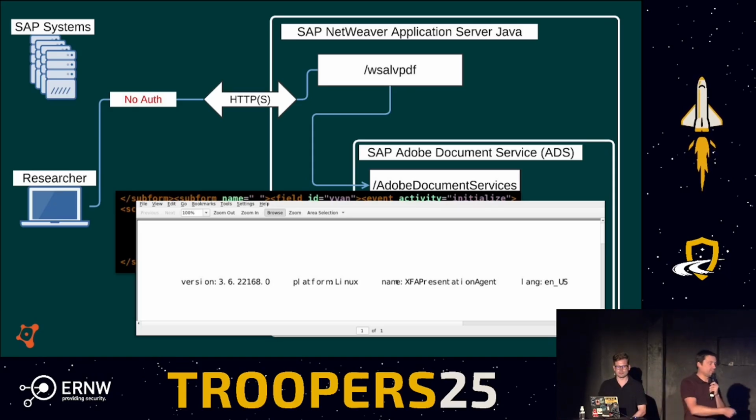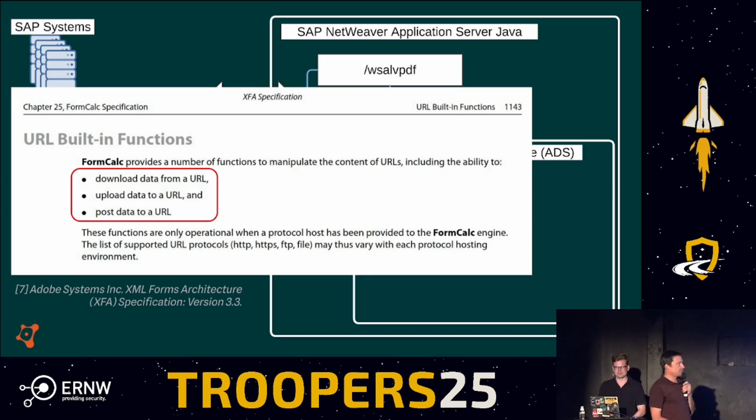So we get some information about the target without authentication, through one HTTP request. We were very excited, because what could go wrong? Especially because on the form calc, there are some URL type of requests, so you can do POST, GET, PUT. At this time we are like, whoa, very, very interesting.